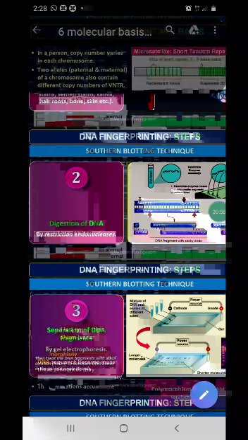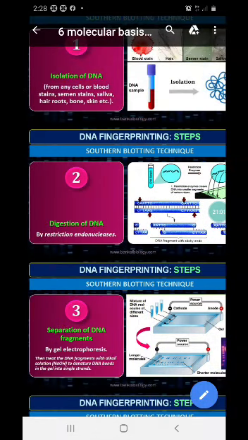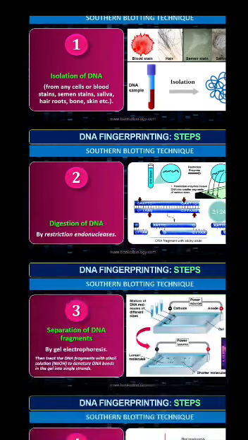Children, this is an important question. They will be asking you the steps in the process of DNA fingerprinting. You should know the steps, right? So, what is the first step? Isolation of the DNA, double-stranded DNA, taking from any cell. Then it is digested, digested means splitting, into different regions by the enzyme called restriction endonuclease.